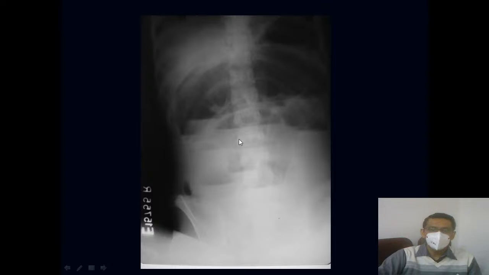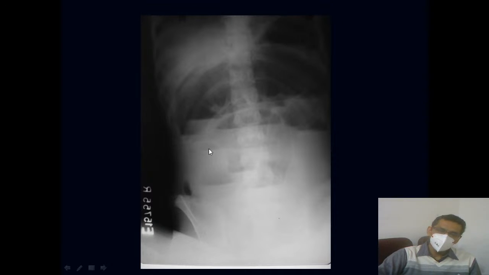Okay, I'm showing you another example. This is an easier one to comprehend. Can you see this straight line here? 1, 2, 3, 4, 5, 6, 7, 8, 9, multiple air fluid levels with dilated small bowel loops. All these air fluid levels in small bowel loops are definitely much more than what can be normally expected. So there is bowel obstruction.